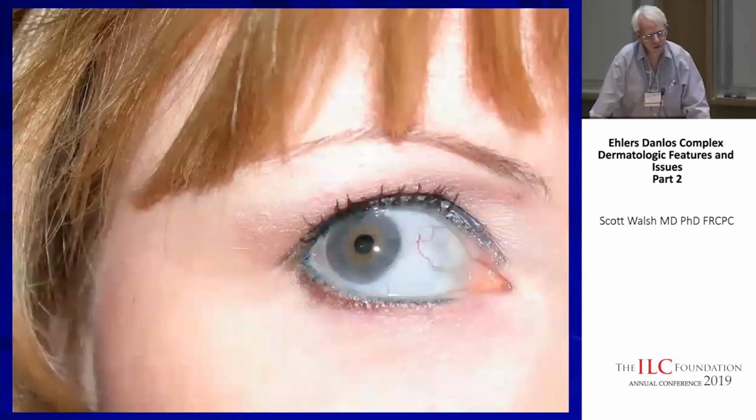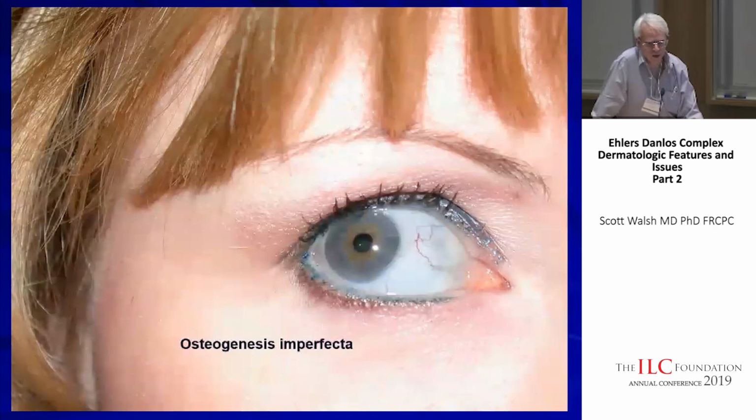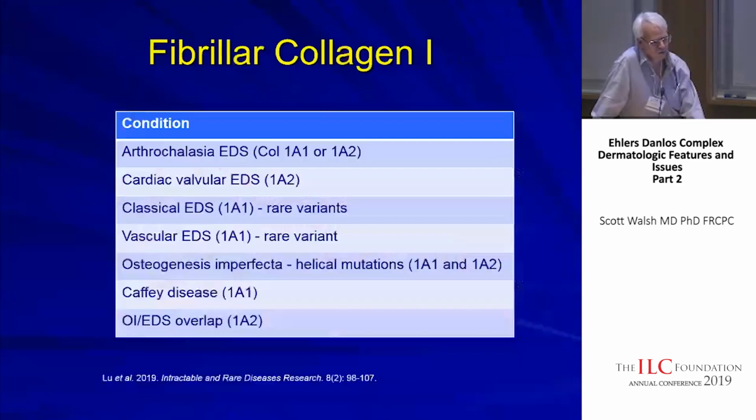And there's a lot of diseases that are caused by mutations in collagen 1. And so this disease is osteogenesis imperfecta. There are groups of patients with collagen 1 mutations that have blue sclerae as a marker of this. But there are many types of Ehlers-Danlos that are also caused by collagen 1 mutations. So arthrochalasia type is characterized by congenital hip dislocations as a marker of it.